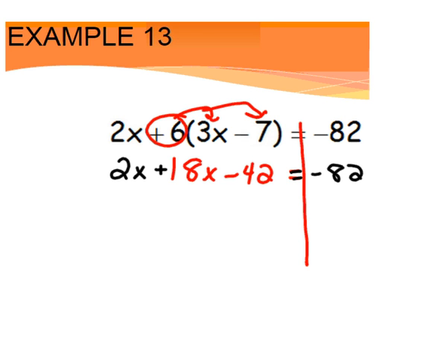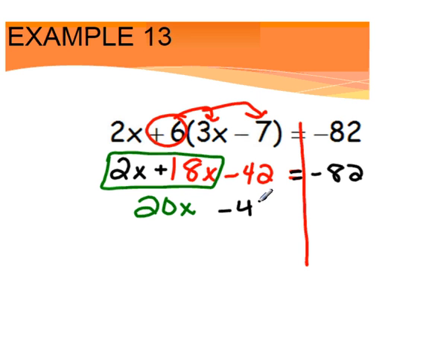After we have distributed, we can then combine our like terms. So I have here a term with an x, a term with an x, and a term with no x. These terms out here with the x's are like terms because they both have an x. This negative 42 does not have an x, so I cannot combine it with either of these two terms. So 2x and 18x is going to make 20x, and then I can bring down the negative 42 and the equals negative 82.